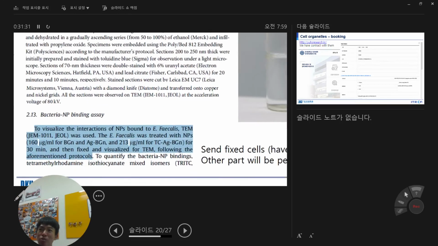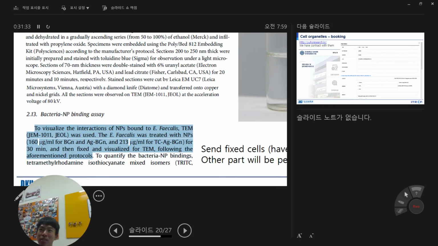And then, how about bacteria with nanoparticles? Just culture the bacteria. E. coli treated with nanoparticle, and then 30 minutes later, fix and visualize for TEM following the aforementioned protocol.